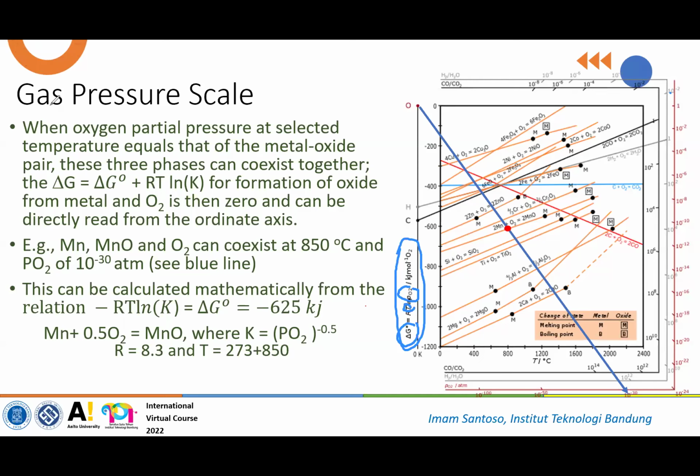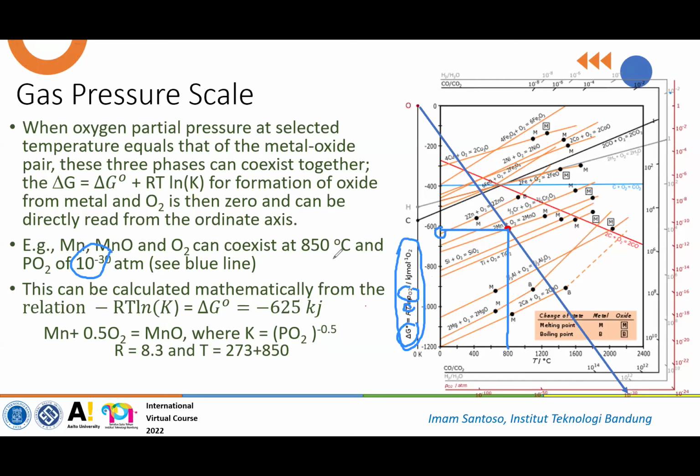When the oxygen partial pressure at a selected temperature equals that of the metal oxide pair, these three phases can exist together. For example, this is an equilibrium equation. At 800, for MnO, you know the Gibbs energy, and then you can calculate the oxygen partial pressure by this equation.